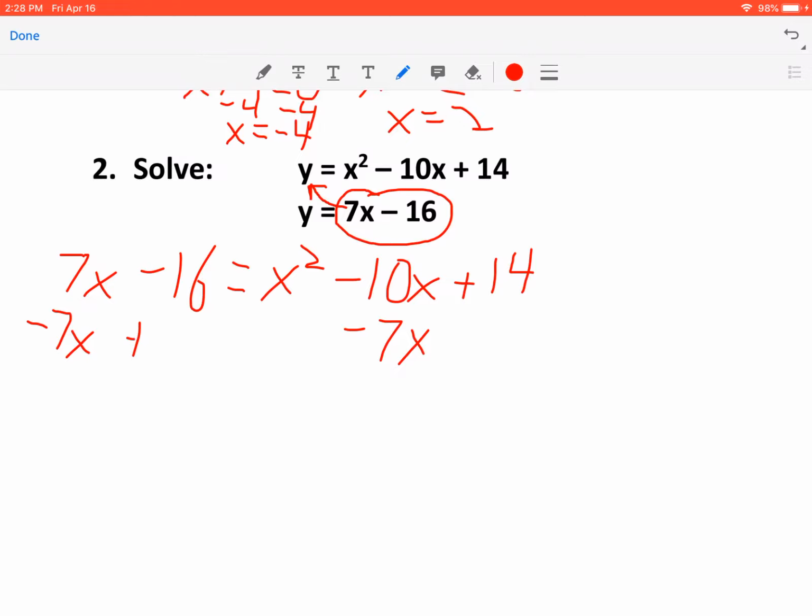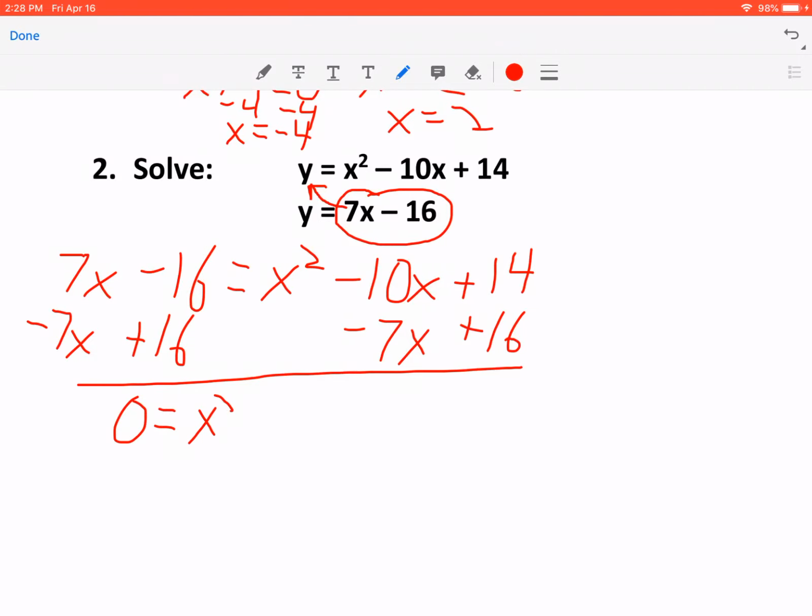How do you get rid of a minus 16? Plus 16. Who does it line up with? There you go. So you got rid of everything on the left, which is what you want. You got 0 equals x squared.